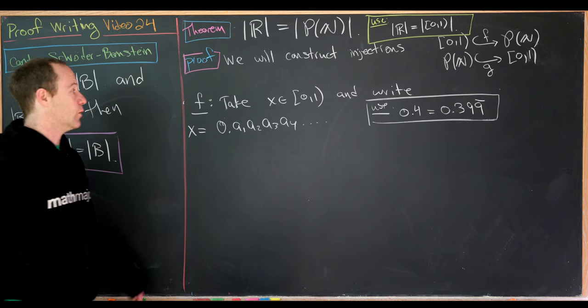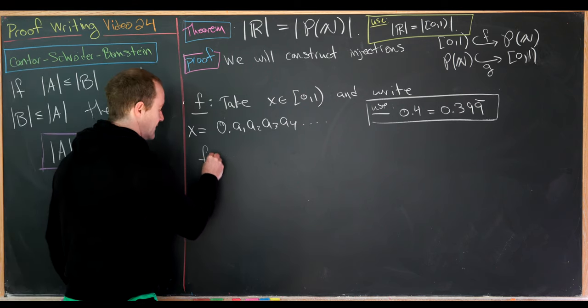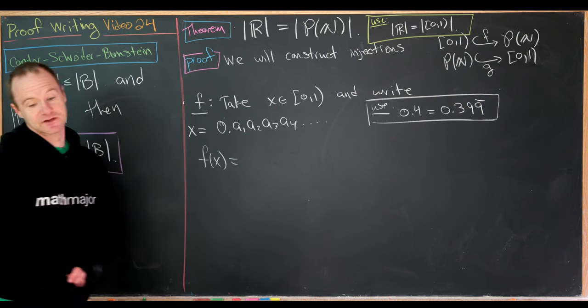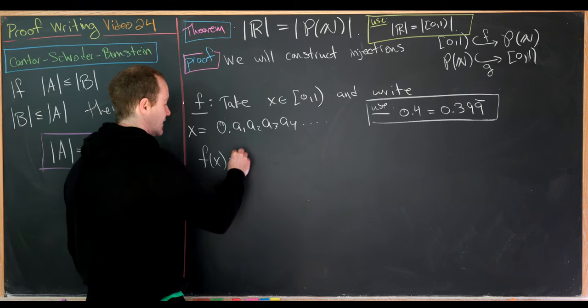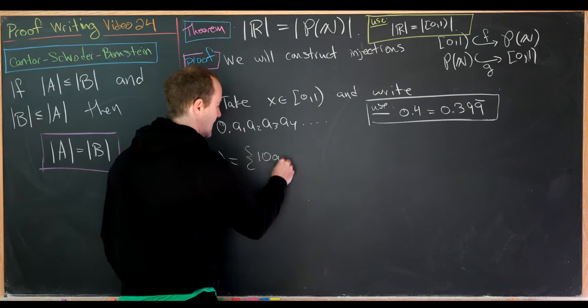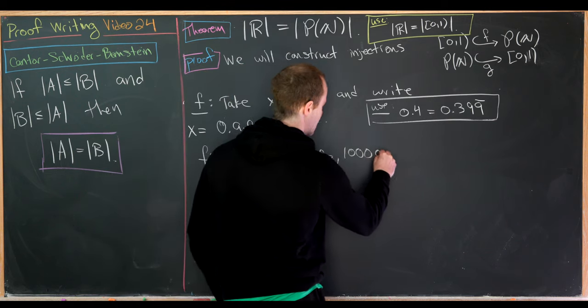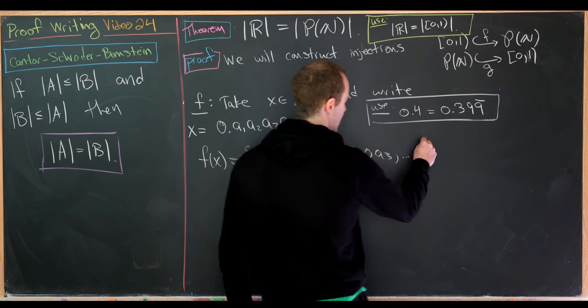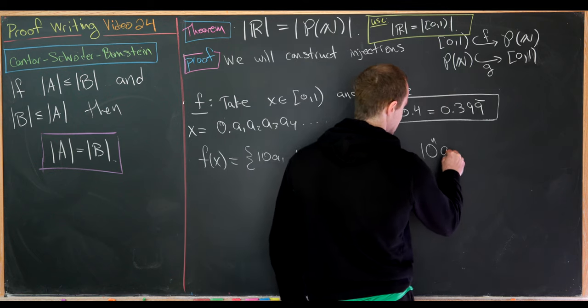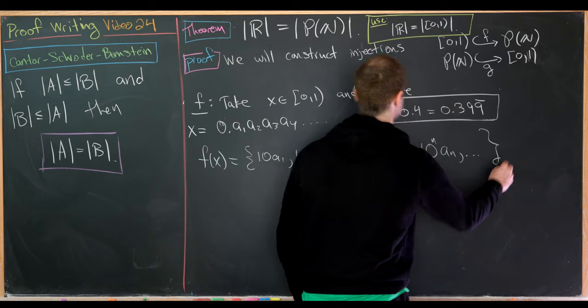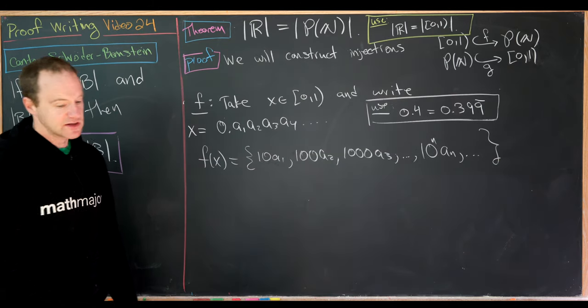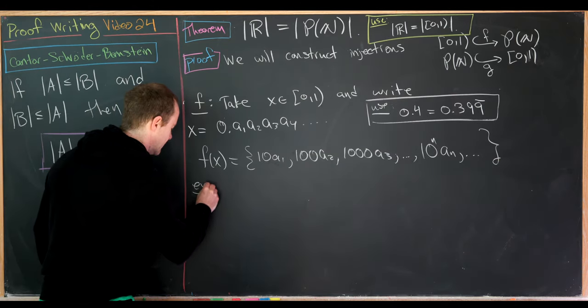Okay, now we'll define f evaluated at x as follows. It'll be equal to 10 times a1, and then 100 times a2, and then 1,000 times a3, all the way up to 10 to the n times a sub n, and so on and so forth. So let's look at a bit of an example of what's going on here.